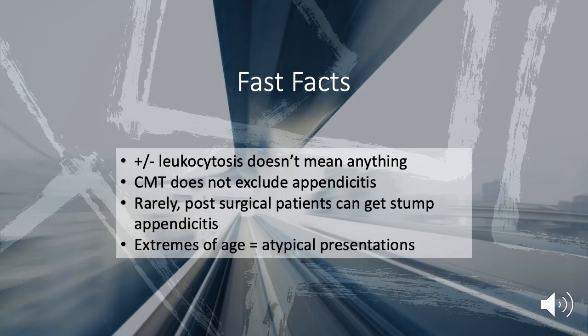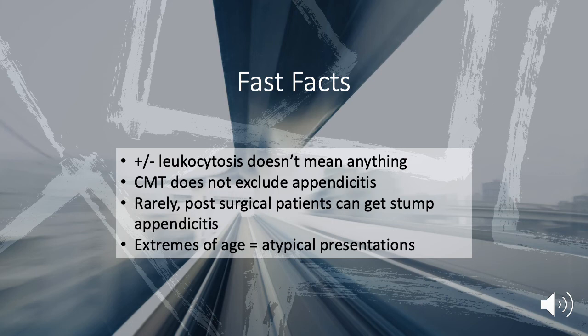Now it's time for some fast facts and practice pearls about acute appendicitis. Like we discussed earlier, white blood cell count doesn't really mean anything on its own in the setting of acute appendicitis. Next up, you should be doing a pelvic exam on patients who have a vagina and a uterus because a lot of these things are on your differential, and a pelvic exam is one of the only ways to assess them. However, cervical motion tenderness does not exclude appendicitis. These two things can exist together.